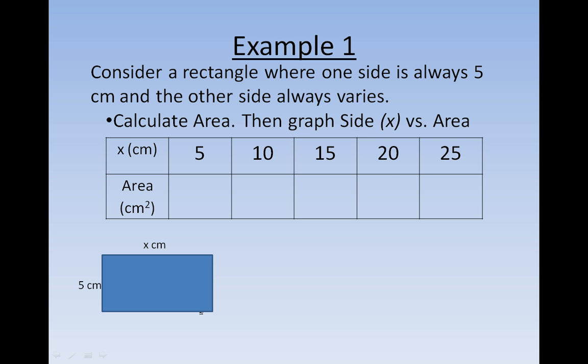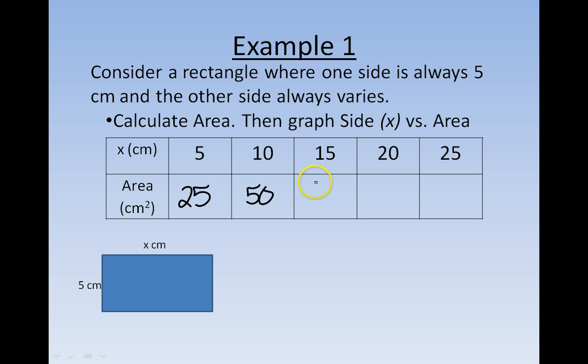Okay, great. Let's try a couple practice examples and see if you can identify whether they're direct or inverse. Let's take a rectangle where one side always has to be 5 centimeters, and we can change the other side. How does the value of the area change as you increase the length of that side? Well, remember, area is length times width. So if the changeable length is 5, 5 times 5 to get the area would be 25. 5, the fixed side, times 10, if the length was 10, would be 50.